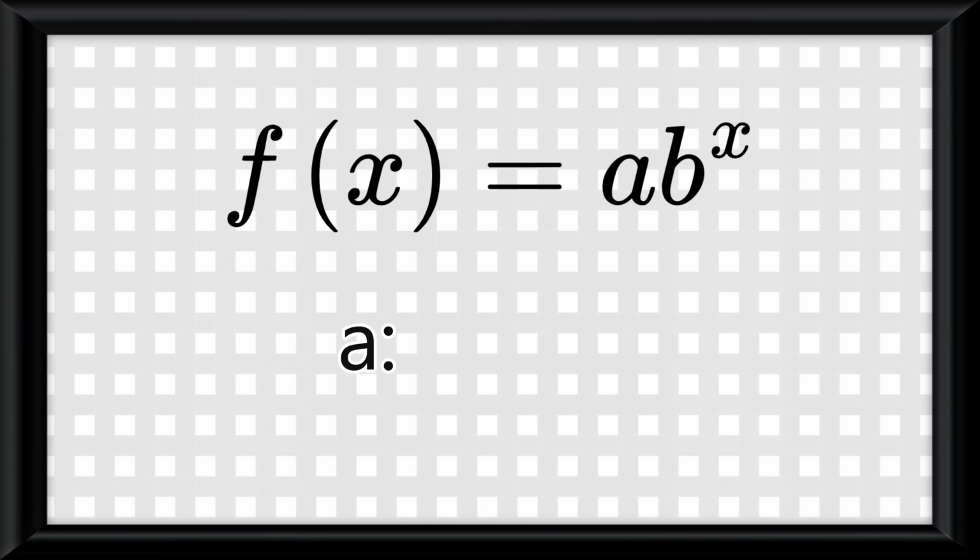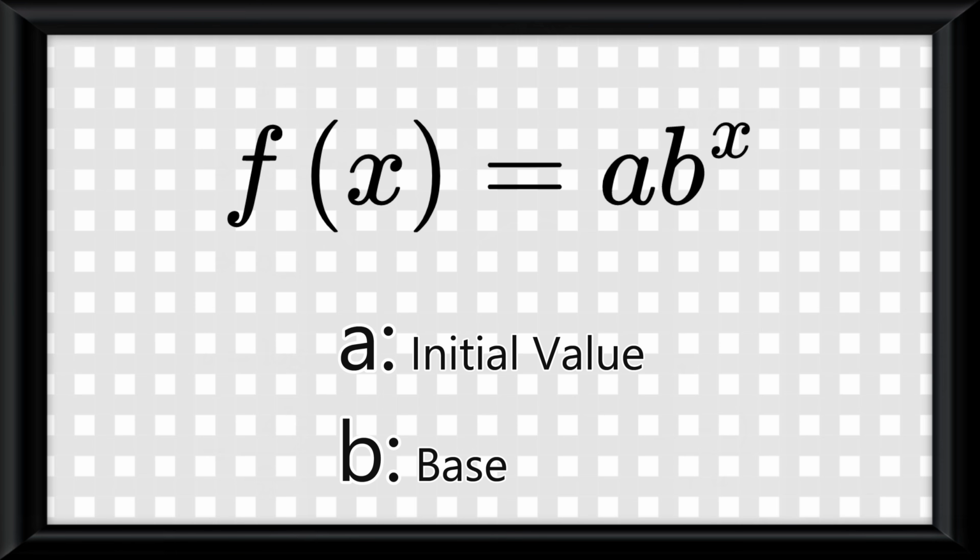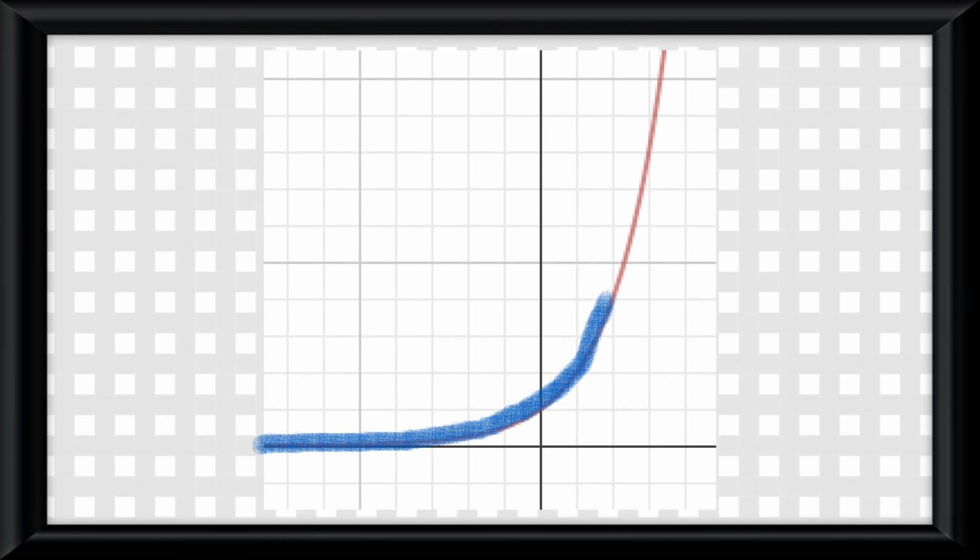But anyway, we already know the skeleton equation to an exponential function is f of x equals ab to the power of x, where a is the initial value and b is the base. And take a look at the graph. It's a curve that keeps curving.